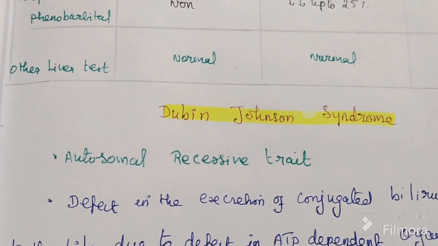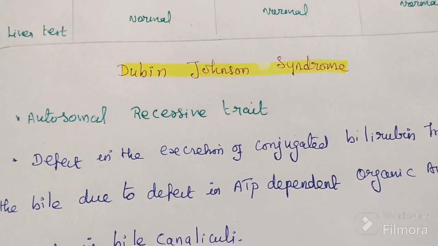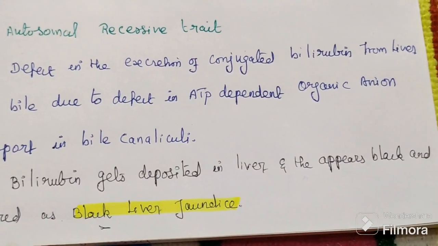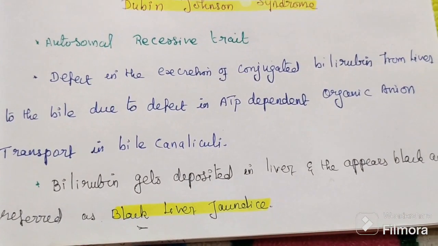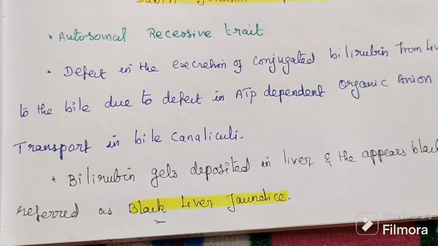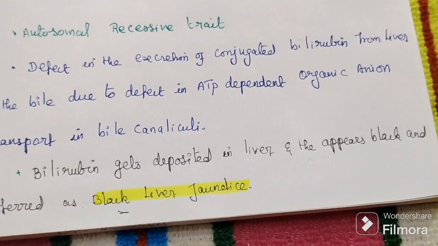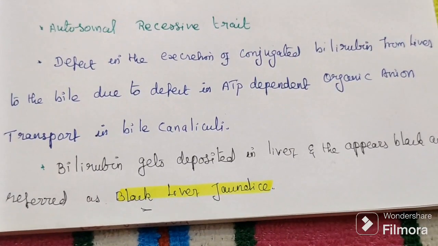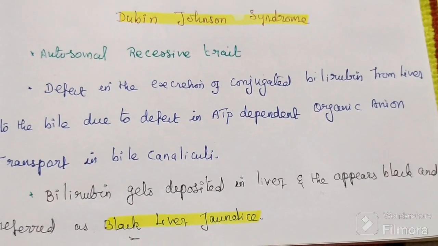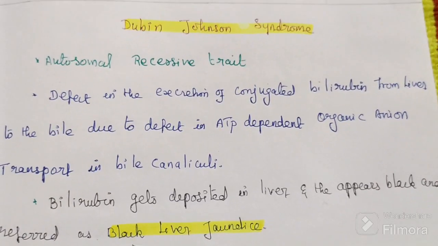Next we will discuss Dubin-Johnson syndrome. It is autosomal recessive. There is a defect in excretion of conjugated bilirubin from liver to bile due to a defect in ATP-dependent organic anion transport to bile. Then bilirubin gets deposited in the liver, which appears black, so it is also called black liver jaundice, but it is less lethal.